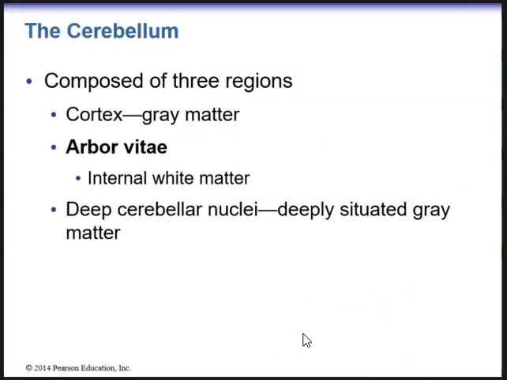The cerebellum is composed of three regions. We have an outer cortex made up of gray matter. We have the arbor vitae, the tree of life. Again, that's the internal white matter that looks like branches of a tree. Within the cerebellum, we have what are known as deep cerebellar nuclei. These are deeply situated within the gray matter. And you can kind of see, if you ever get to slice up a section of cerebellum, you can actually see these long ribbons within the gray matter. And those are the cerebellar nuclei.